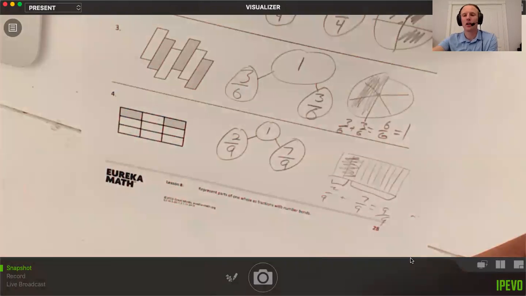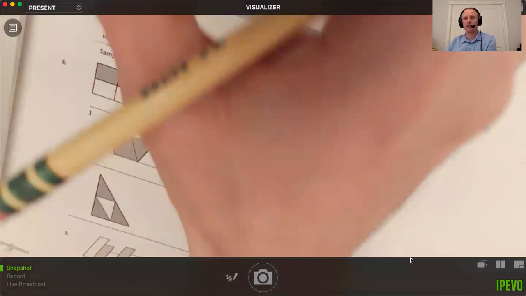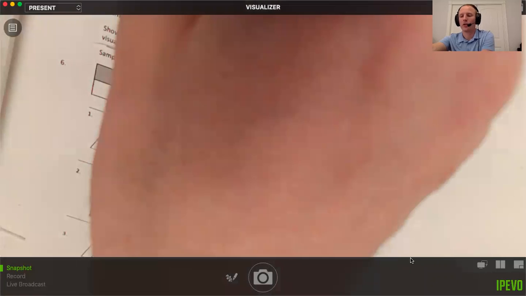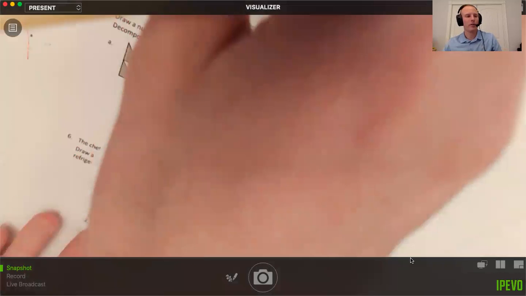And this is the major concept for today, right? And it's the same concept as yesterday, just now we're drawing number bonds to go with the picture models that we've been working with.